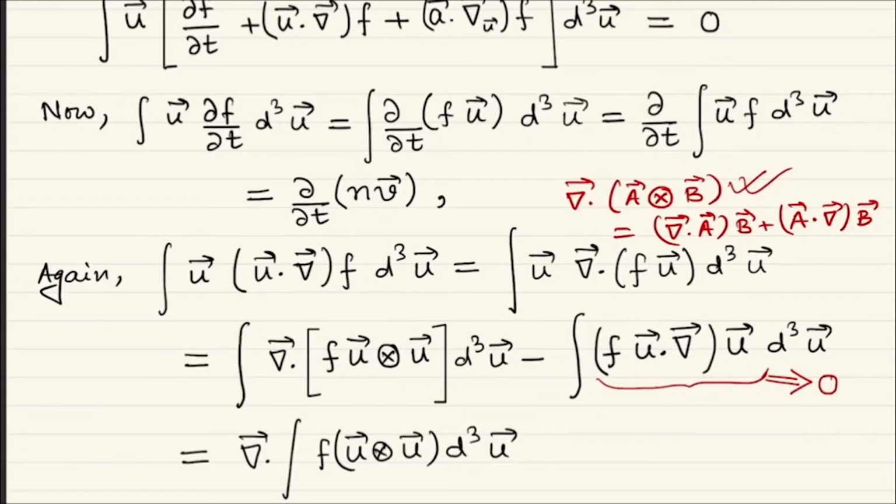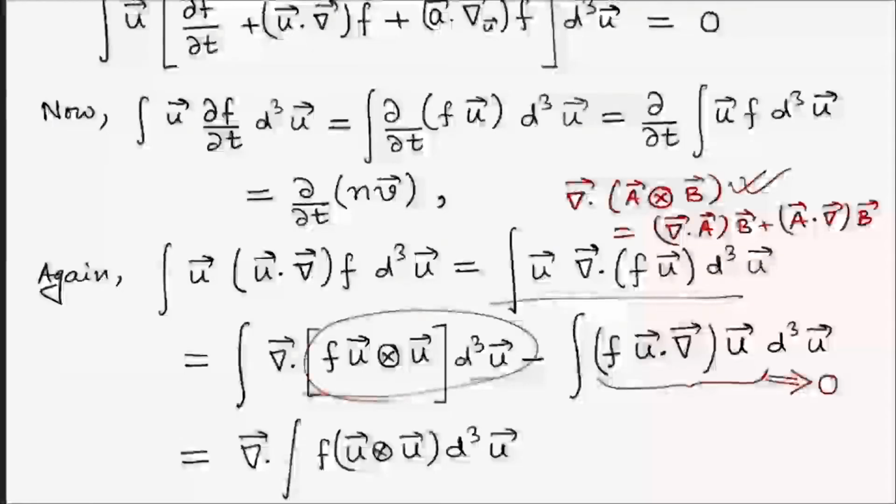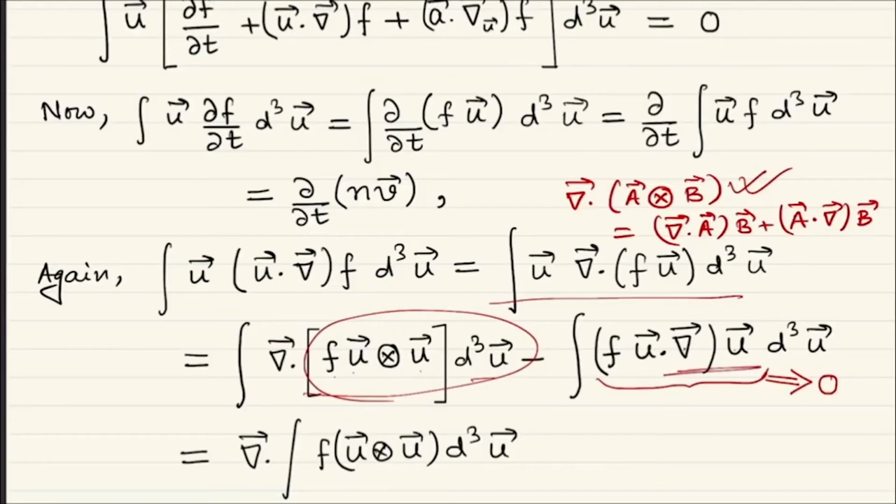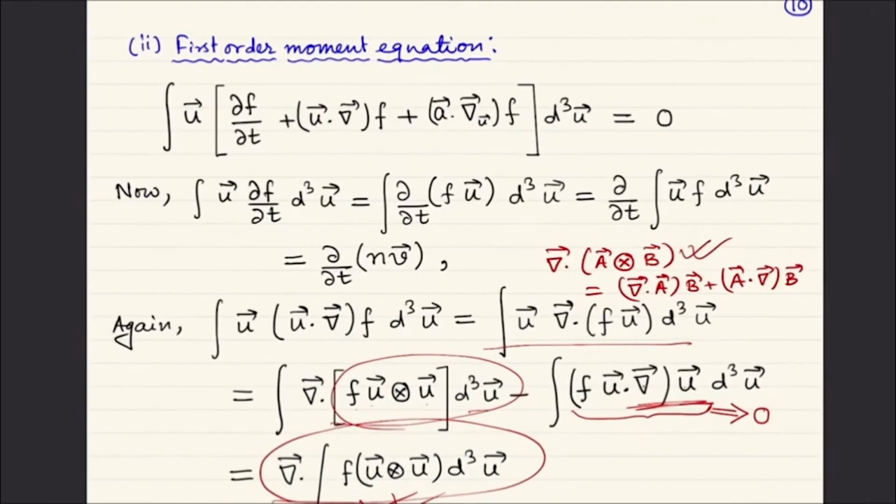Now using this identity, you can write this as the divergence of the tensorial product of two vectors, f u tensorial u, integrated in u space, minus f u · ∇ times u integrated in u space. Now this one is 0 because nabla is acting on u, and nabla is a space operator, so nothing to do. So this is 0, and you have simply the divergence of this tensorial product.